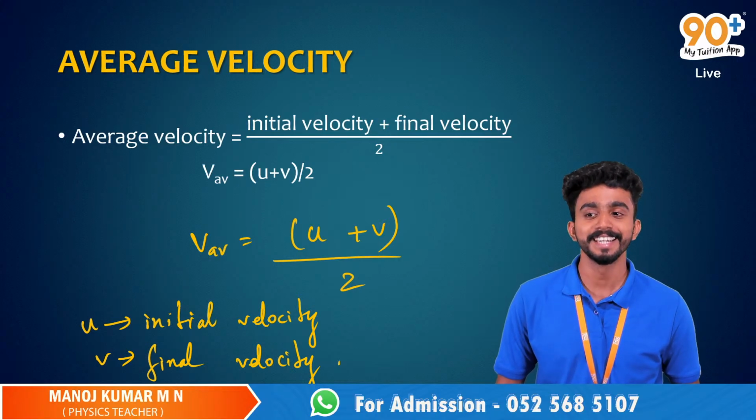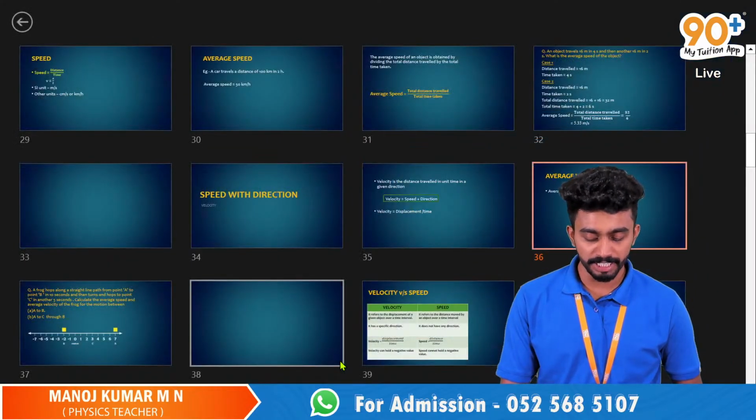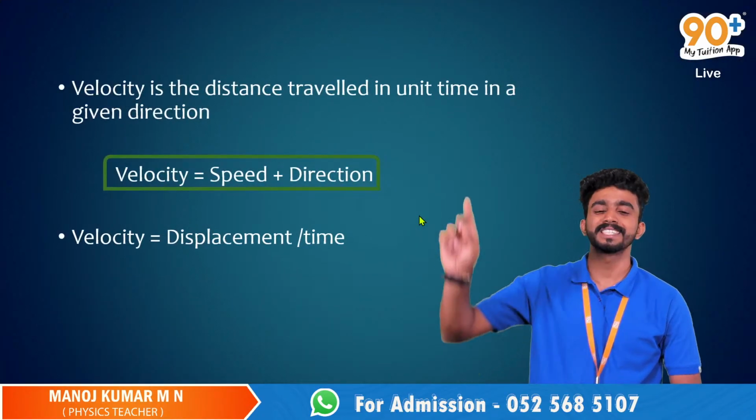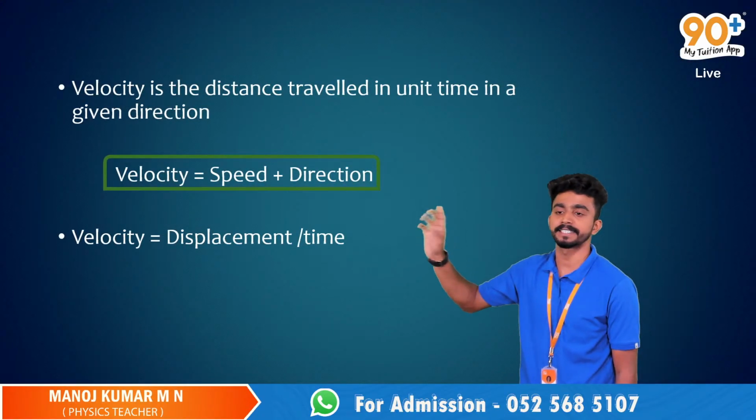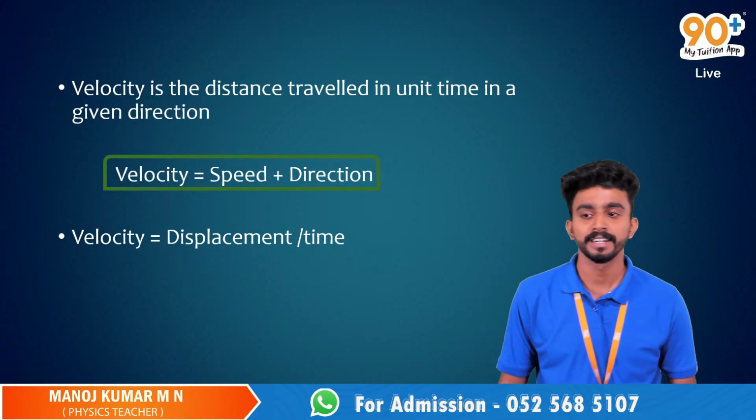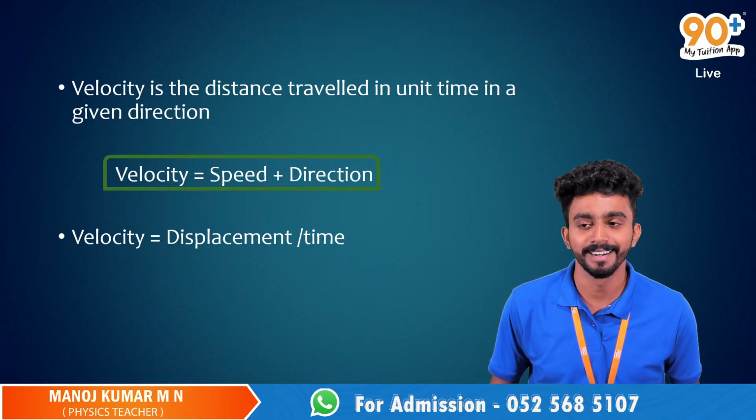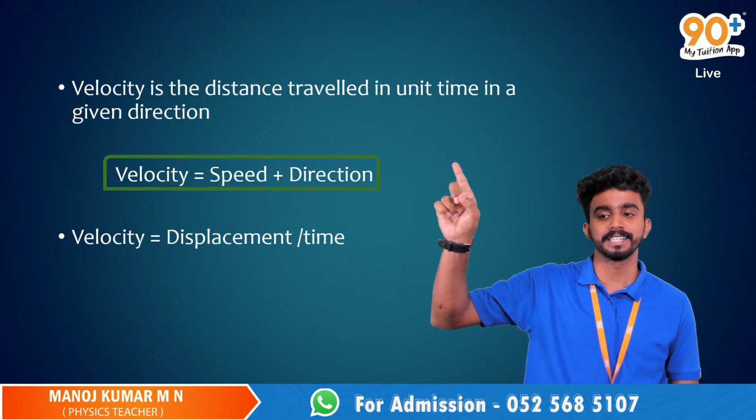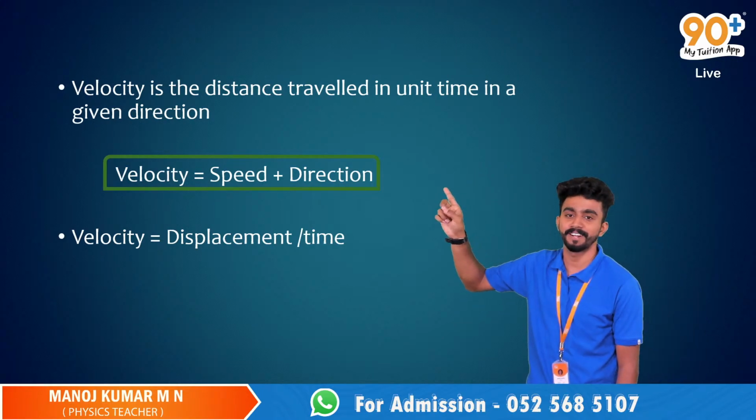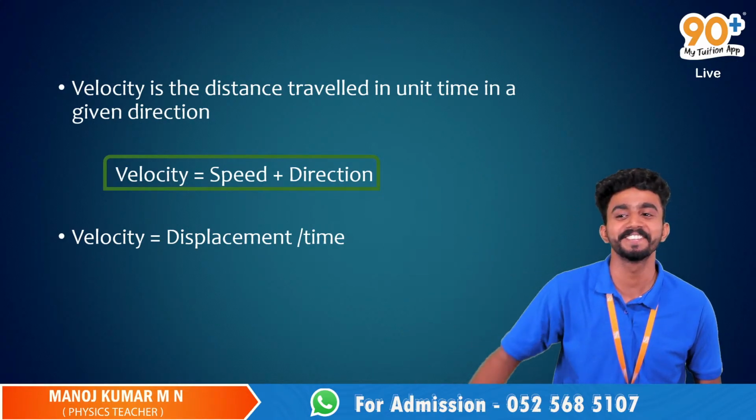Okay. What you'll be doing is writing "velocity is equal to speed plus direction" 10 times. Okay. Got it? Clear? This is not a formula. This is the proper definition of it. Velocity is equal to speed plus direction.